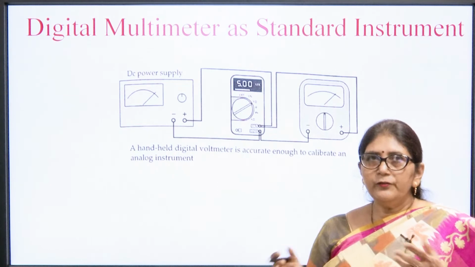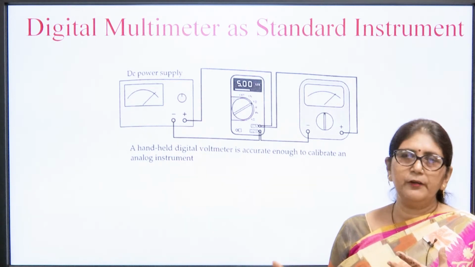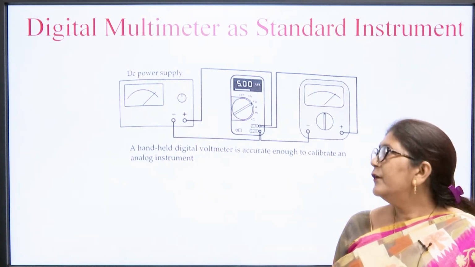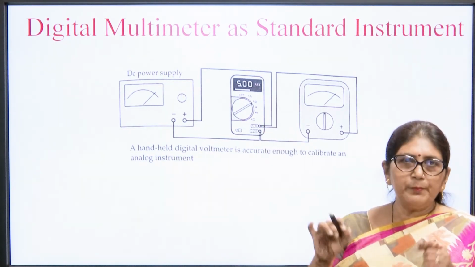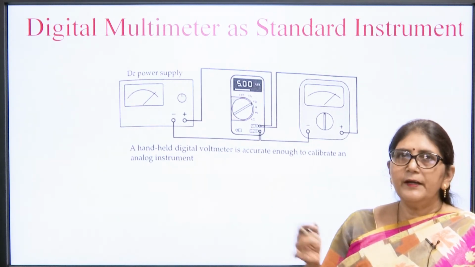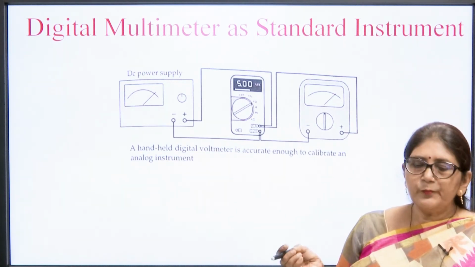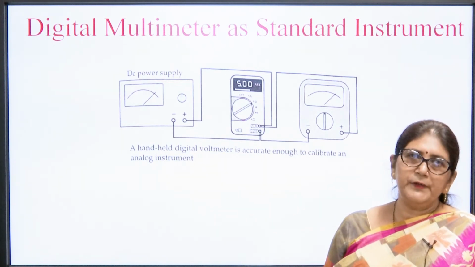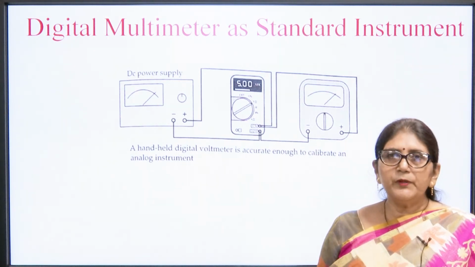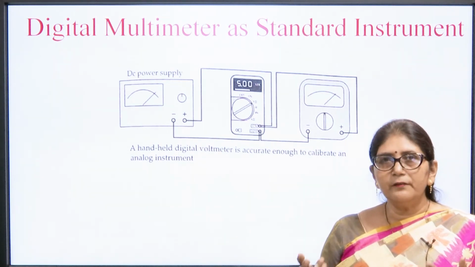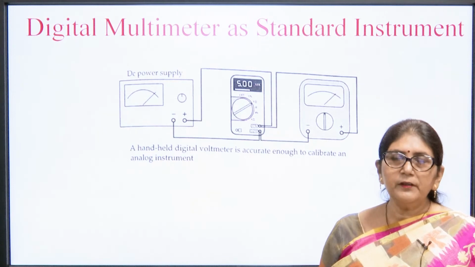Similarly, we can use a digital multimeter as a standard instrument for the measurement of different analog instruments. Suppose we have an analog voltmeter. We can put this multimeter in parallel to the DC supply, and similarly put the second instrument that we want to calibrate in parallel to that. If we want to measure current, then we put both instruments in series. Digital instruments are more accurate than analog instruments, so for laboratory purposes we can use the digital instrument as a standard and calibrate our analog instrument by comparing it with the digital instrument.